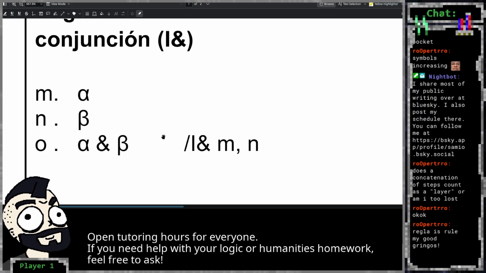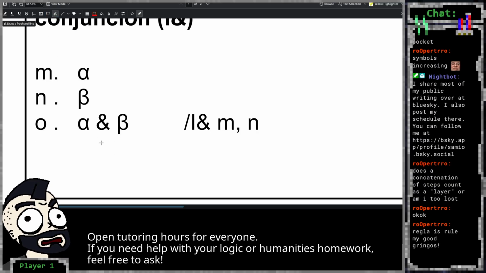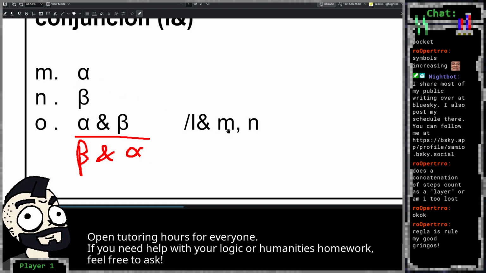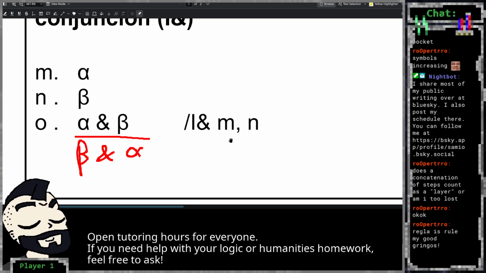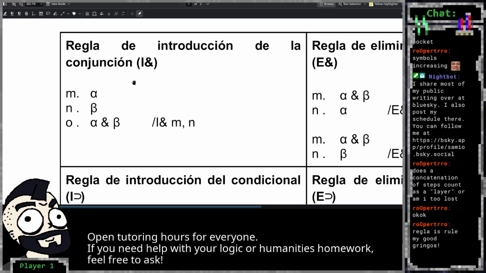As a final note, this rule is commutative. That means that it is equally valid to construct this formula as it is to construct this formula. Instead of saying M and N, we will have said N, comma, M. The order does not matter in the conjunction introduction.